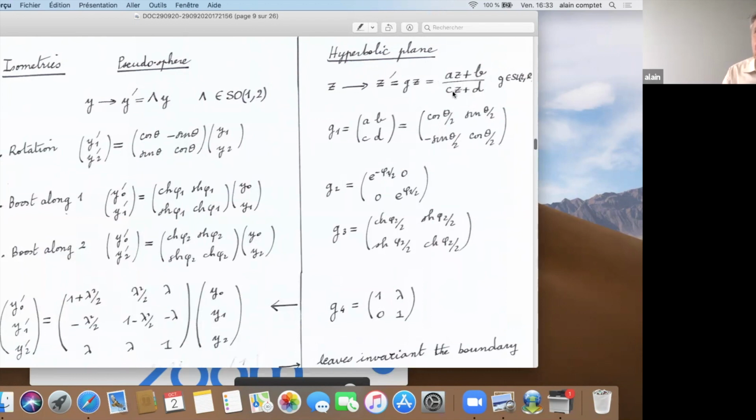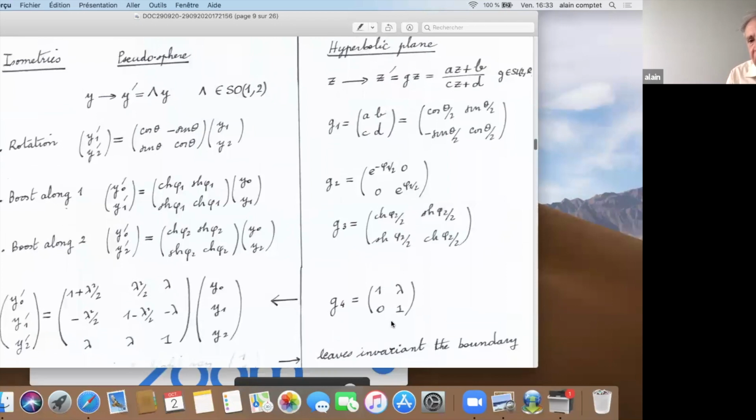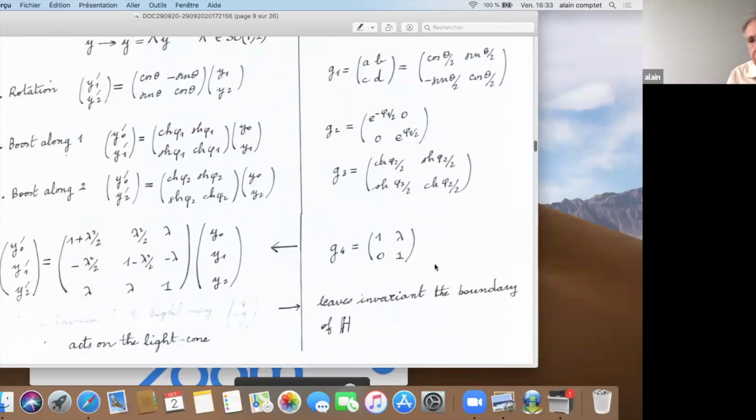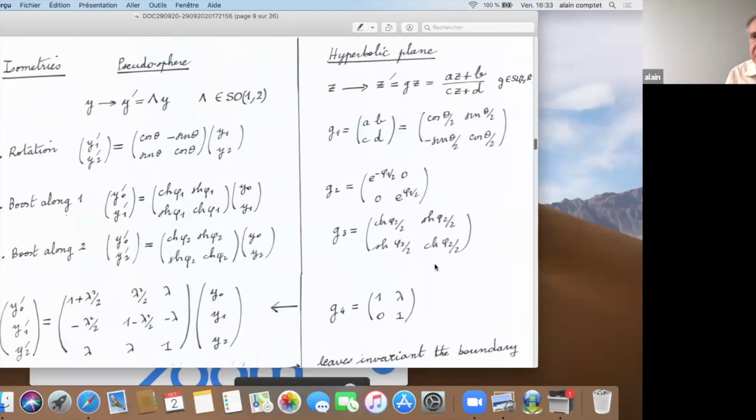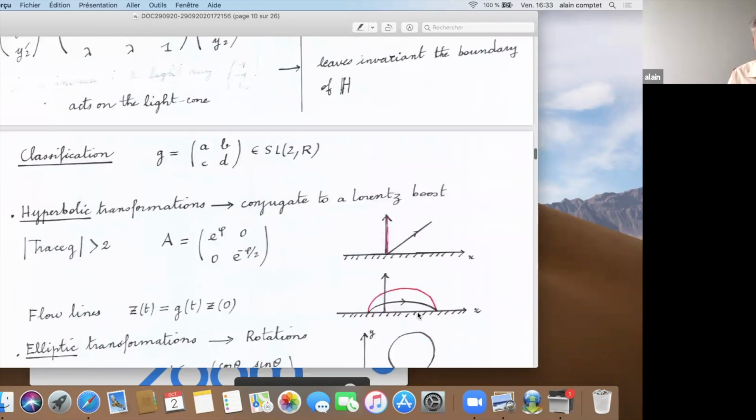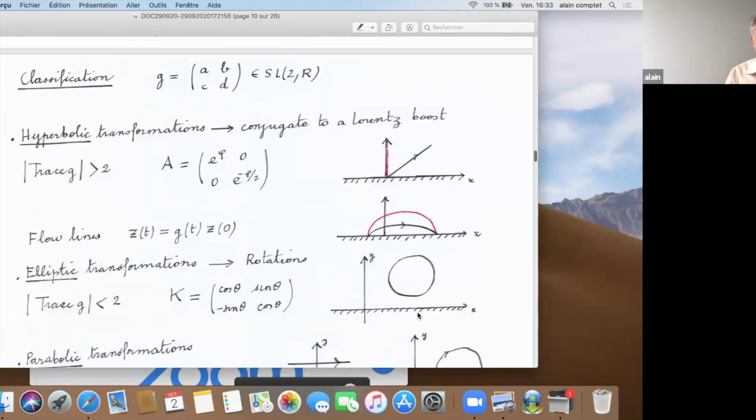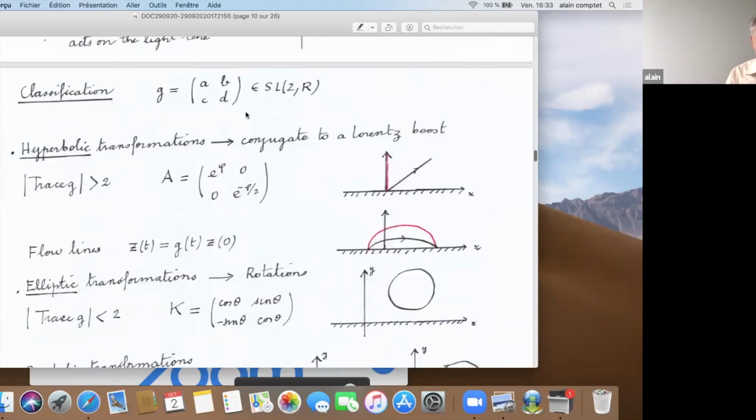And so this will be the combination of a dilatation and translation, in fact. But basically, yes, this is the linear transformation of those ones. So you need C to be 0 in order for it to be a linear action. Yes, you need C equals 0. Exactly. Thank you. Okay, so let me come back to this classification.